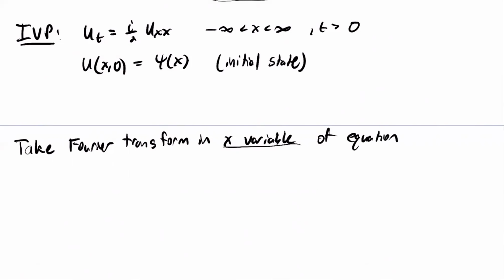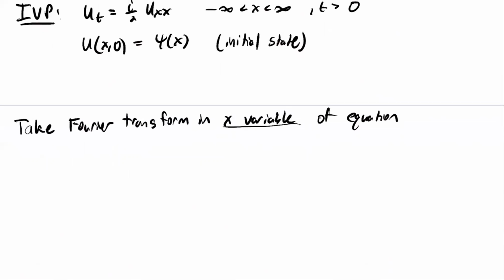Right, and so we're going to use the fact that the Fourier transform in x will turn x derivatives into some polynomial in the frequency xi. And so in particular, what do we end up with if we transform this equation? Well, on the left-hand side, we have some derivative with respect to t. This stays the same because we're not taking the Fourier transform with respect to t, we're taking it with respect to x. And so we have u hat of xi, t.